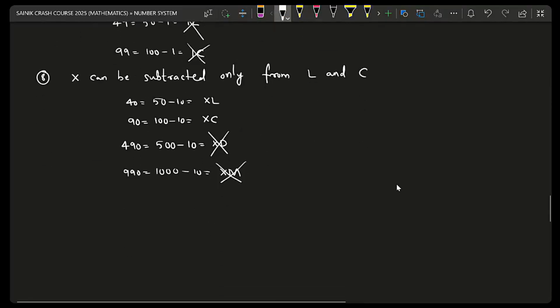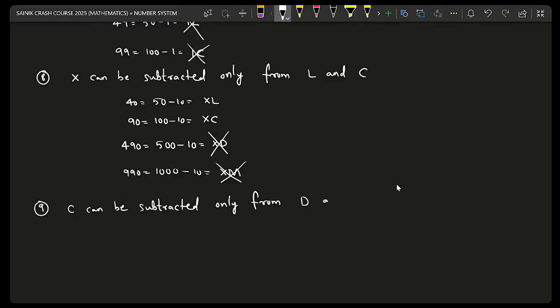Ninth one, this rule, even if you don't remember it, is obvious: C can be subtracted only from the next two letters, that is D and M. It can be subtracted from D and it can be subtracted from M. So I can write 400 as 500 minus 100. Then you can write it as CD. And how can we write 900? We can write it as 1000 minus 100. 1000 minus 100 is going to be CM. This is also a correct way of writing.